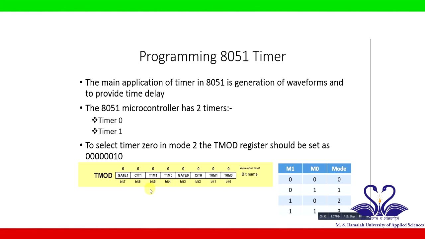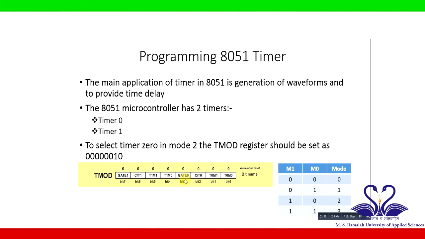The timer mode control register is an 8-bit register which consists of bit 0 to bit 7. The first 4 bits, that is bit 0 to bit 3, are reserved for timer 0 and bit 4 to bit 7 are reserved for timer 1. Since we are not using timer 1, the 4 bits, that is bit 4 to bit 7, are made to be 0. Then we are using timer 0, so these 4 bits should be set. Let us see the significance of these 4 bits first.